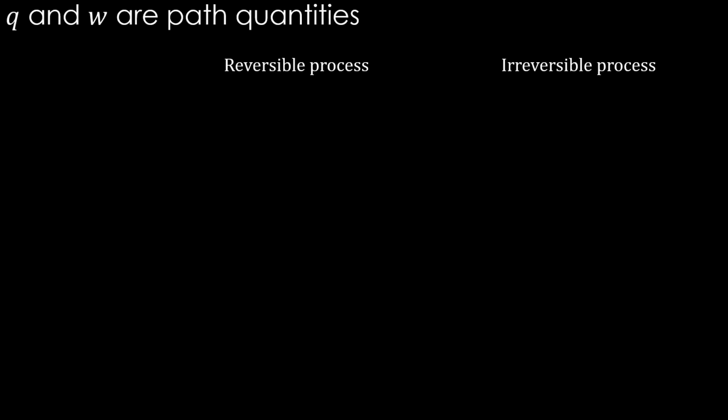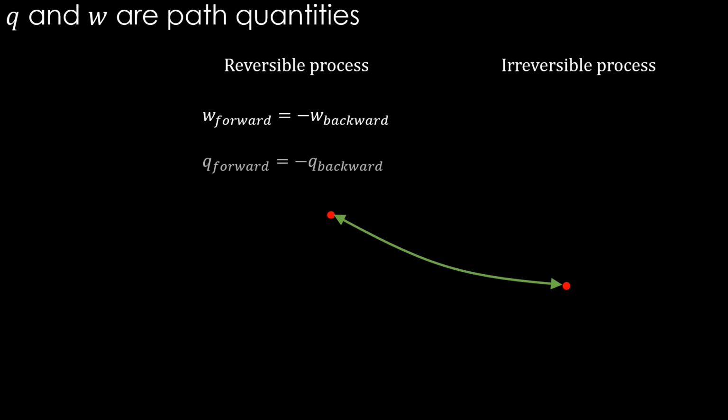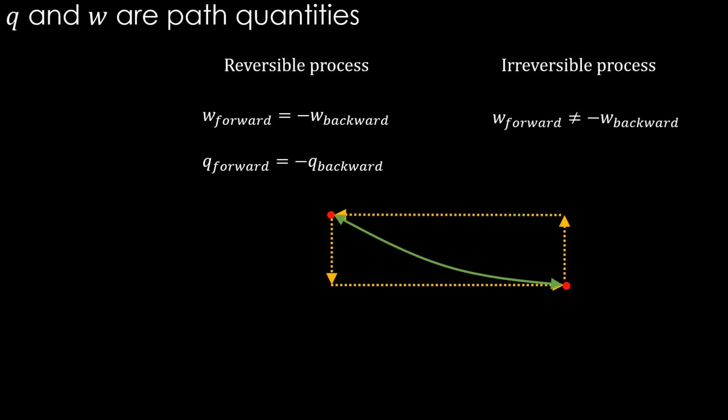Now let's consider the forward and backward processes together. That is the cycle. In reversible cycling, if the forward and backward processes are in the same path, the work done is equal in magnitude. Therefore, from first law, we can say that heat supplied and extracted are also equal. In irreversible case, the work done in forward and backward processes are not equal, and so the heat involved.